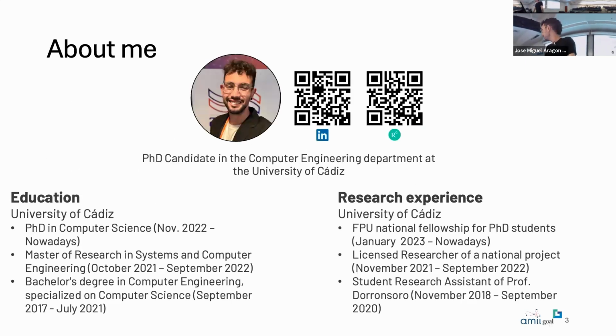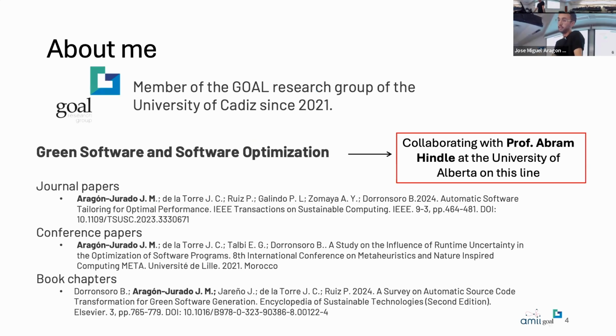So let's start. My name is José Miguel Aragón Jurado. I'm a PhD student in the computer engineering department of the University of Cádiz. I started working in research in my second year of the bachelor degree, I think. I was a student research assistant of Professor Bernabé Dorronsoro, who is now one of my PhD supervisors. While I was doing my master's, I was also working as a researcher on a national project in Spain. And in 2023, I obtained the FPU National Fellowship for my PhD studies, which is one of the most competitive fellowships in Spain.